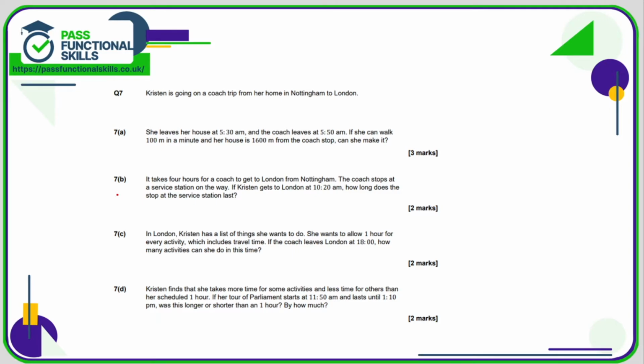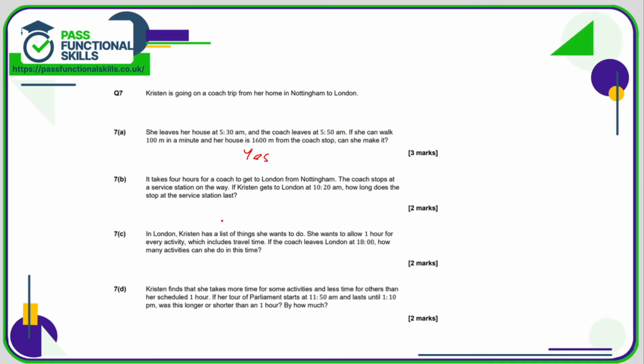Question number 7. Kristen is going on a coach trip from her home in Nottingham to London. She leaves her house at 5:30 a.m. and the coach leaves at 5:50. If she can walk 100 metres in a minute and her house is 1,600 metres from the coach stop, can she make it? Well, if she's doing 100 metres in 1 minute, then 1,600 metres is 16 times longer than 100 metres, so therefore it will take 16 minutes. 5:30 plus 16 is 5:46. So yeah, she'll make it with 4 minutes to spare.